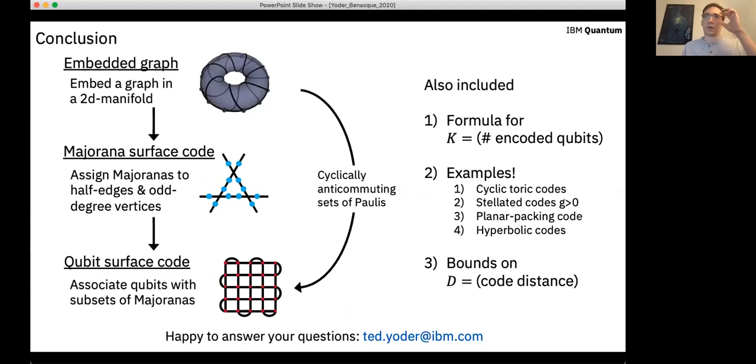Okay, so that's where I should leave you. I should note that this paper is coming out soon on the arXiv, and I'm happy to take questions.